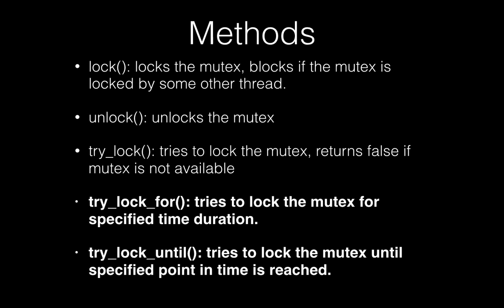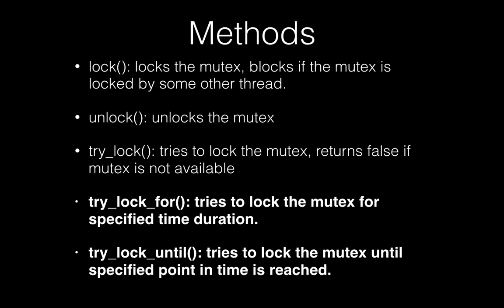Before that, let's first see what methods it provides in general. Every timed mutex has methods to lock, unlock, and try lock. Lock locks the mutex and blocks the execution if the mutex is not available or is locked by some other thread. Similarly, unlock will unlock the timed mutex. Try lock will try to lock the mutex and it won't block execution if the mutex is not available.